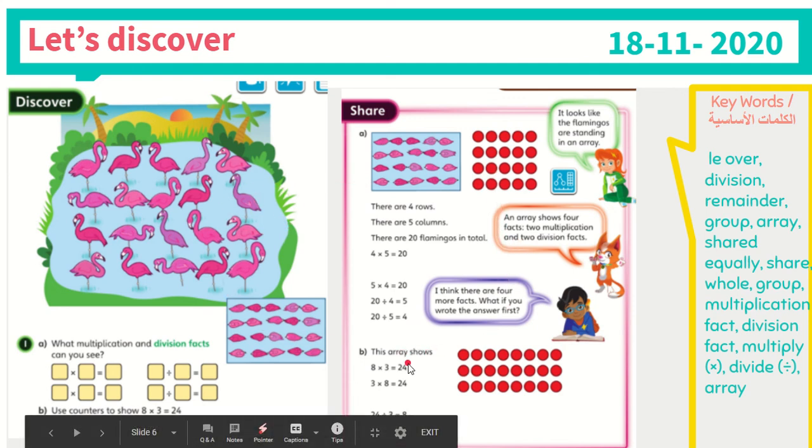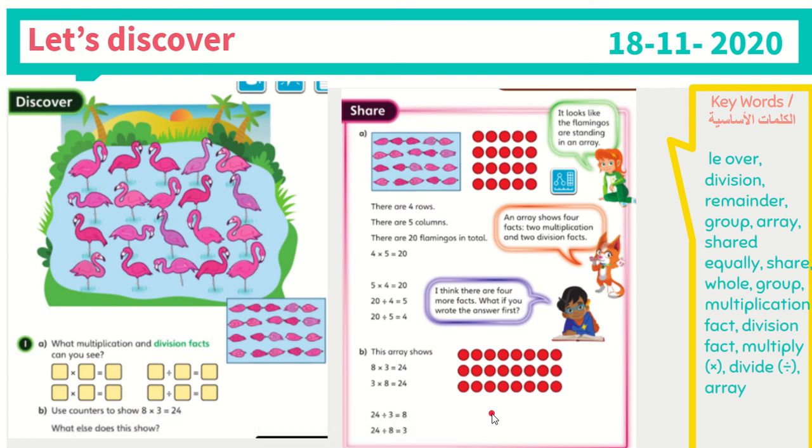Number 2, this array shows 8 times 3 equal 24. 8 on each row and 3 on each column. This is a column, this is a row. Or we can say 3 times 8. If you flip it, you get 8 times 3. Same thing for 24. 24 divided by 3 equal 8, and 24 divided by 8 equal 3.